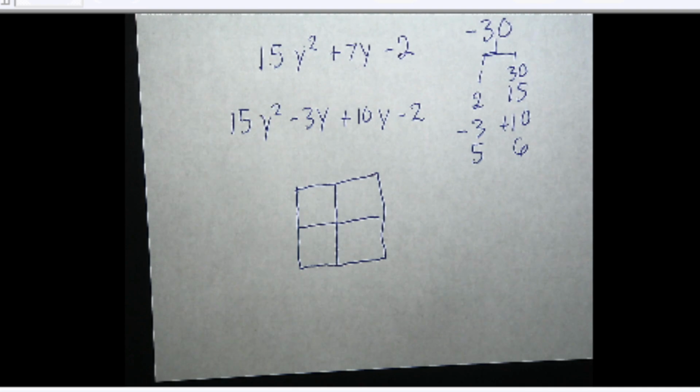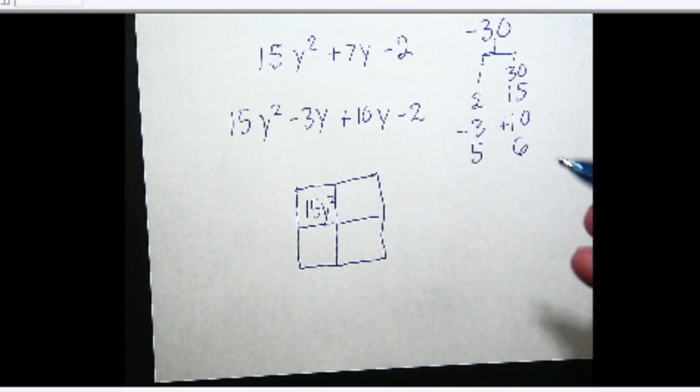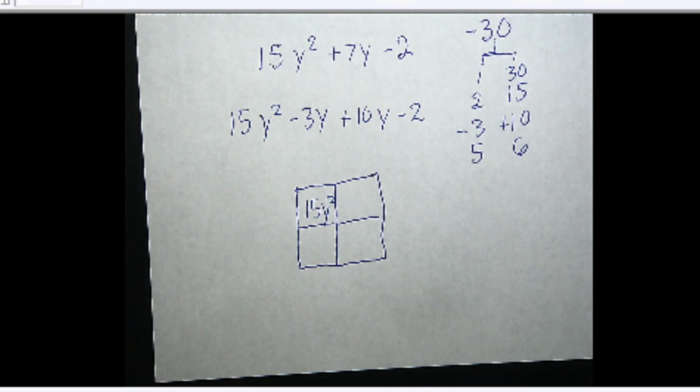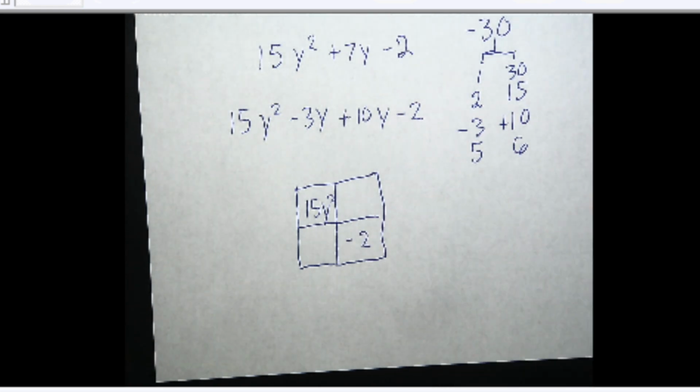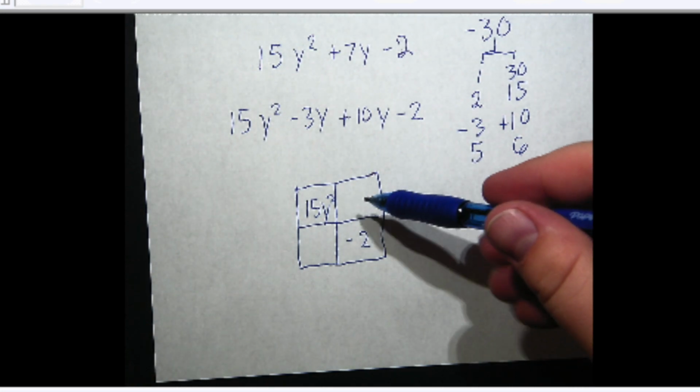All right, what goes in the first box? 15y squared. What goes in the last box? Anybody? Negative 2. All right. It doesn't matter which one we put in here, but which do we want to put?